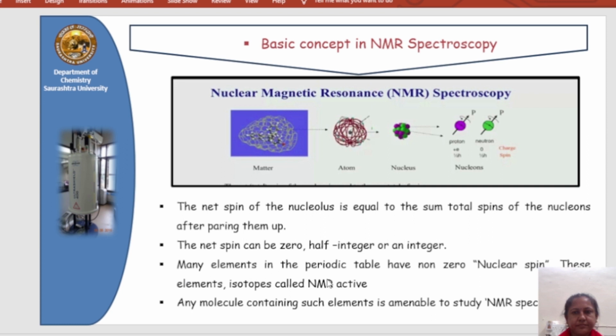So many elements in the periodic table have non-zero nuclear spin. If they have a non-zero nuclear spin, these elements or isotopes are called NMR active, meaning they absorb radiation and give an NMR result. Any molecule containing such an element is amenable to study by NMR spectroscopy.